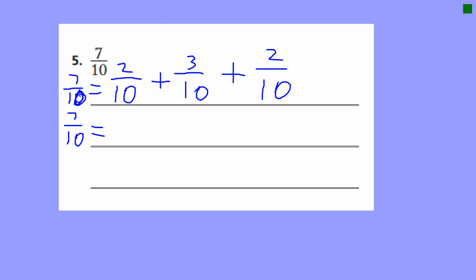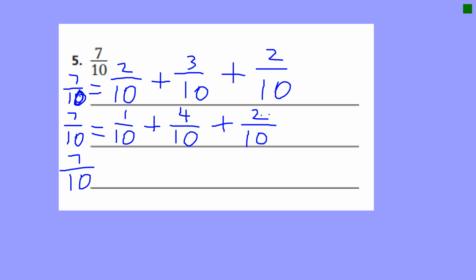Or 7/10. Let's see. What do you think, guys? How about 1/10? Okay, plus, what do you want to do? 4/10? Why not? Right? Your class is going to have a lot of different answers for this. Plus, let me see. 1 plus 4 is 5. Oh, look at that. We ended up with 2/10 again. So 4, 5, 6, 7. 7/10.